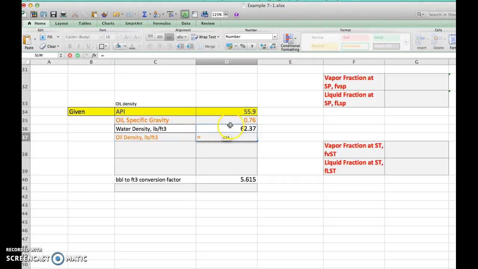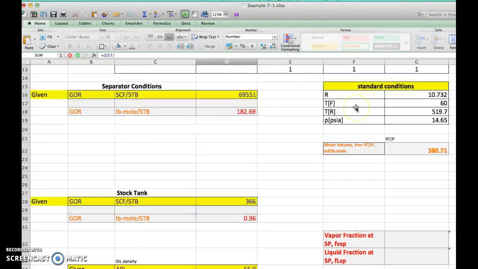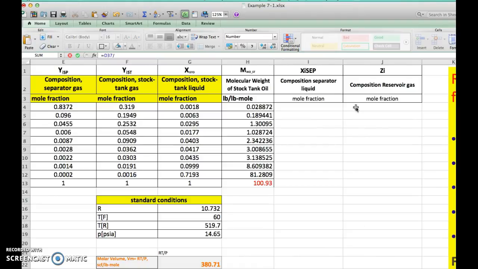Okay, and that would be water density multiplied by specific gravity. However, I want to make the molar density. In order to create the molar density, which is pound moles divided by cubic feet, I use the regular density divided by the molecular weight of stock tank oil.